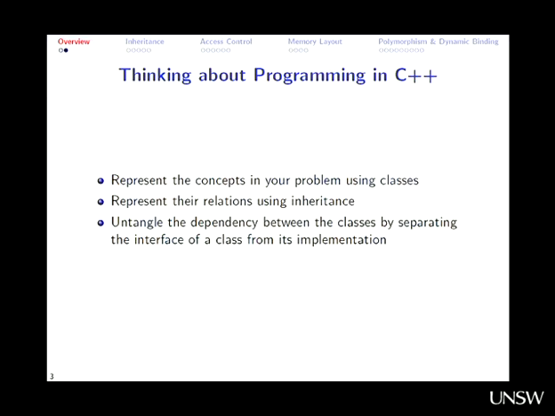Okay, so we break all our problems down into these little pieces. It makes our code easier to code. So we represent these object concepts as classes, which are templates for how to go and build objects. Relations between classes is often done through inheritance. And we untangle the dependency between classes by separating the interface of a class from its implementation.